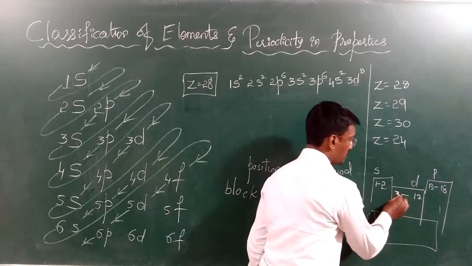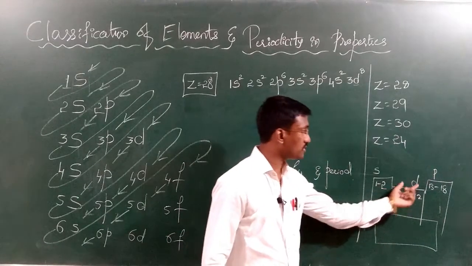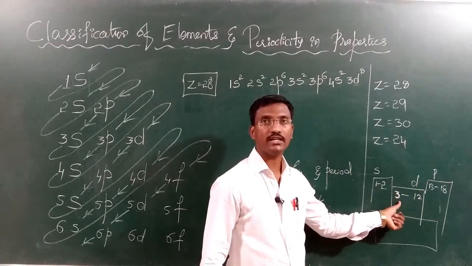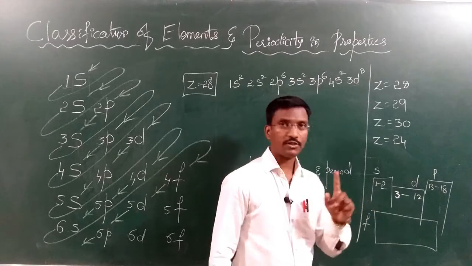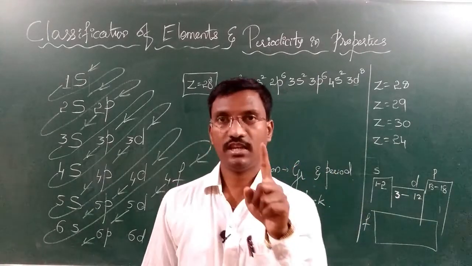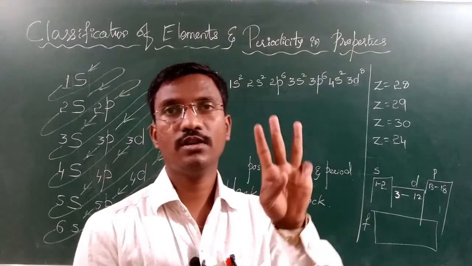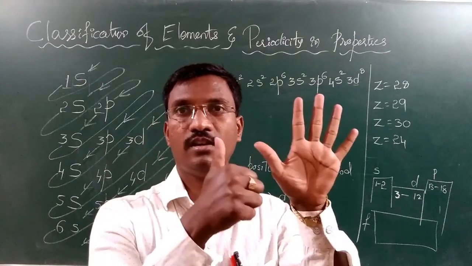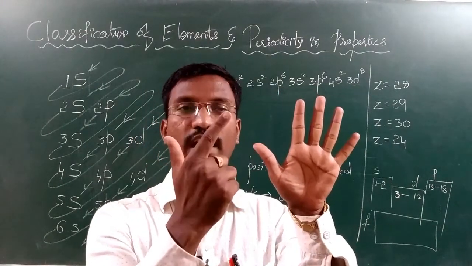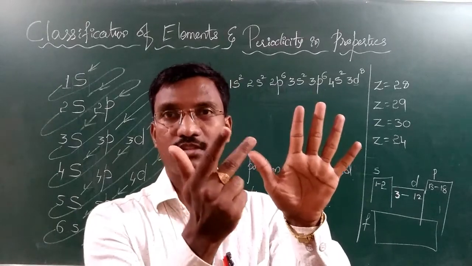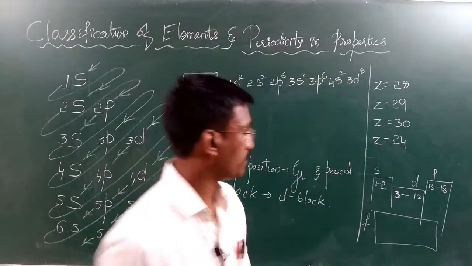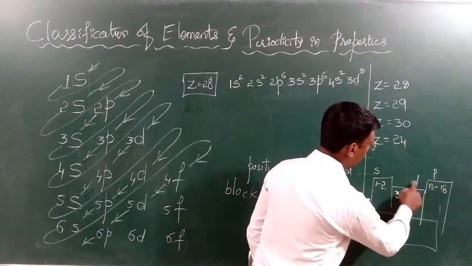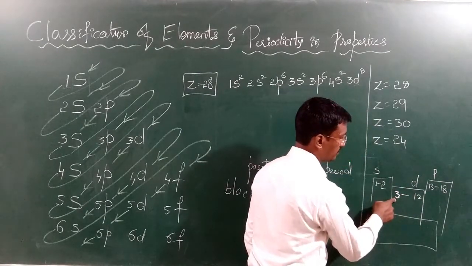The first group is 3. Can you see here? Because the D block begins from group 3. From 3 to 12 it is. The first group is 3. 3, 4, 5, 6, 7, 8, 9 and 10. The 8th one is the 10th group. So in the D block, the first group is 3.